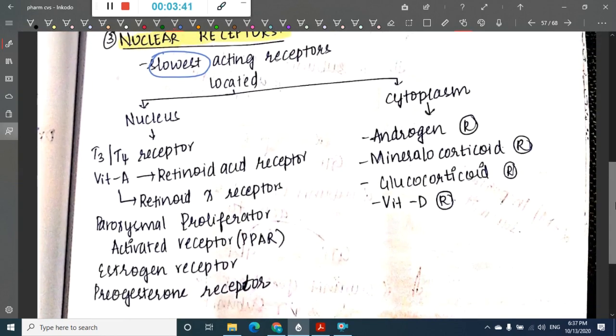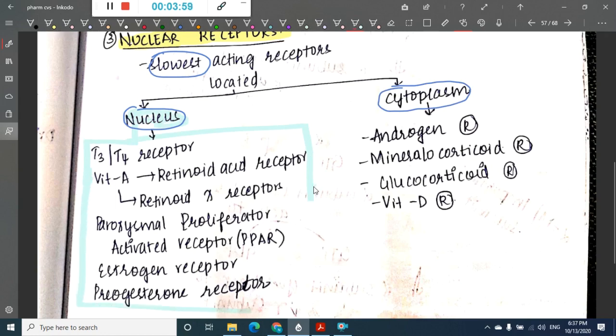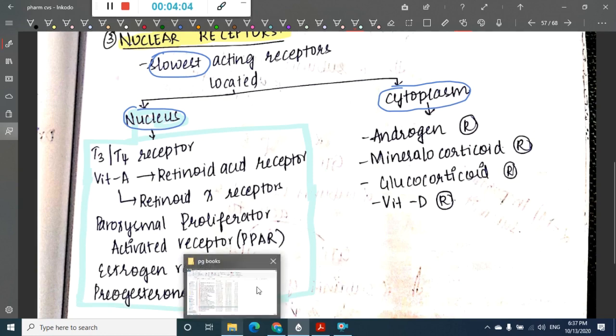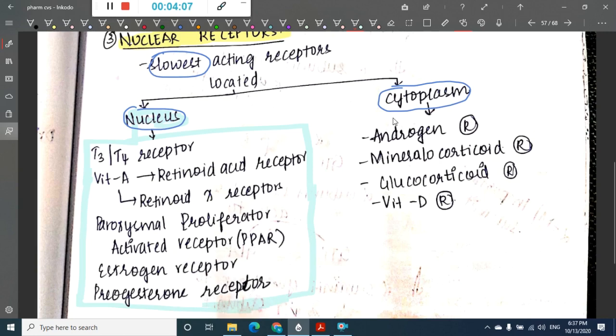These are of 2 types based on their location. They can be nuclear receptors or they can be cytoplasmic receptors. Nuclear receptors are located in the nucleus. They are T3 and T4 receptor, vitamin A, that is retinoid receptor or retinoid X receptor, peroxisome proliferator activated receptor, estrogen receptor and progesterone receptor. So all these are nuclear receptors. Then we have cytoplasmic receptors also. Cytoplasmic receptors include androgen receptors, mineralocorticoid receptors, glucocorticoid receptors and vitamin D receptors.